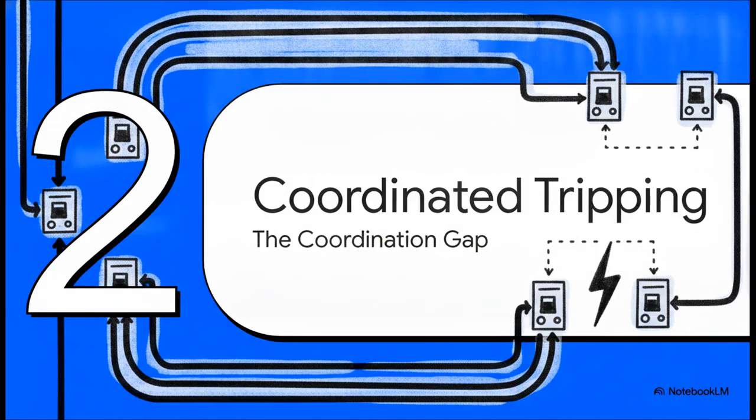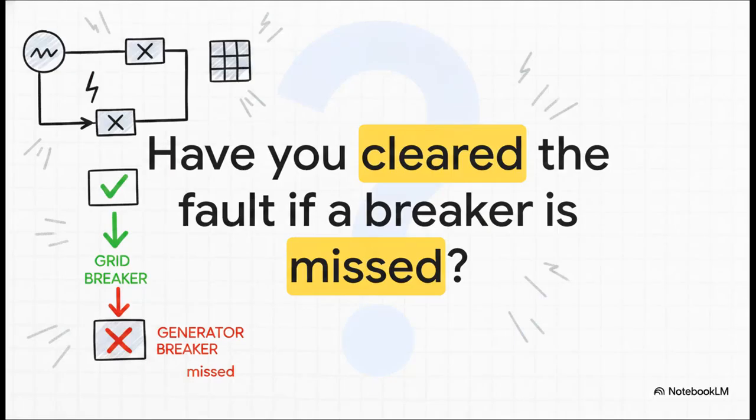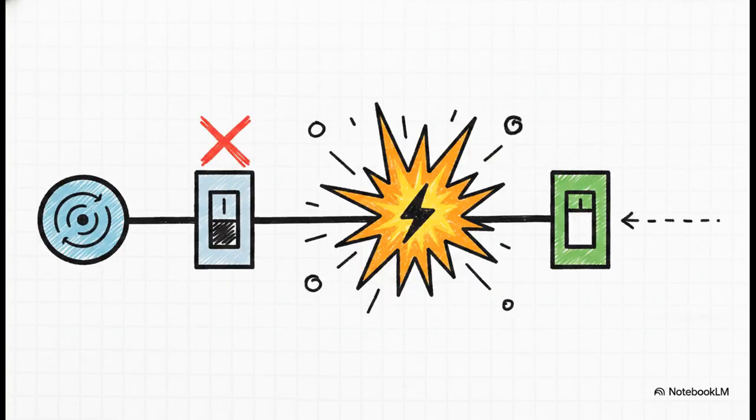Moving on to Section 2, coordinated multi-breaker tripping and the danger of the coordination gap. Now, I want you to really think about this from a protection engineer's point of view. If your differential protection detects a fault in absolute record time, but your master trip logic only sends a trip signal to the grid breaker and completely forgets the generator breaker, have you actually cleared the fault? Is this system truly safe? The answer is a definitive no, because the generator is just going to keep right on spinning and feeding current into that fault independently. This is exactly why testing the master trip logic to ensure all systems actually receive and act on the command is absolutely vital.